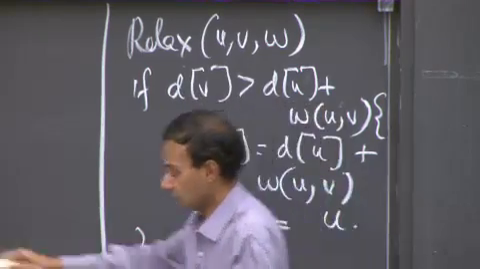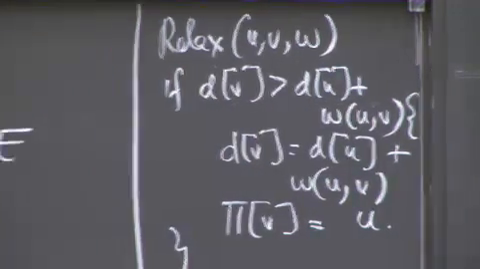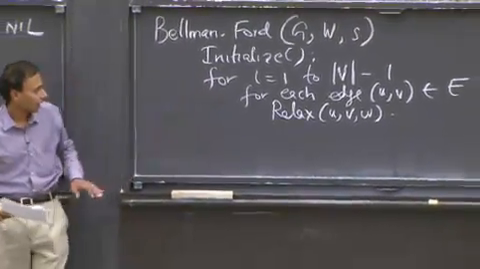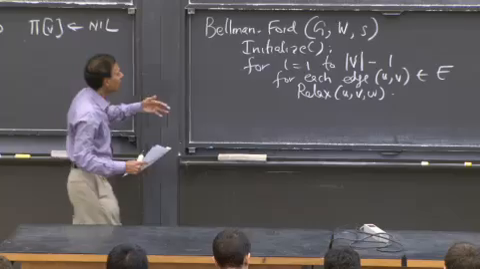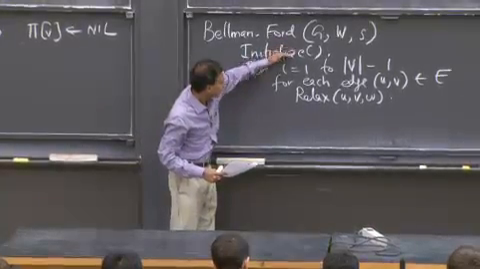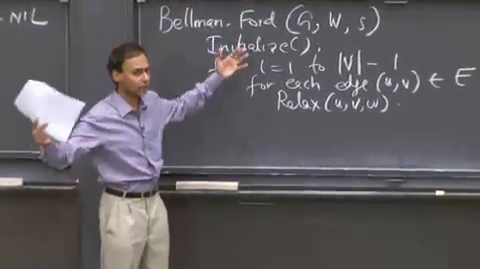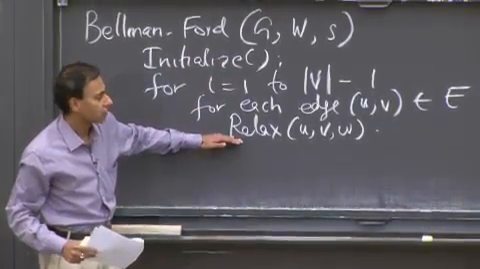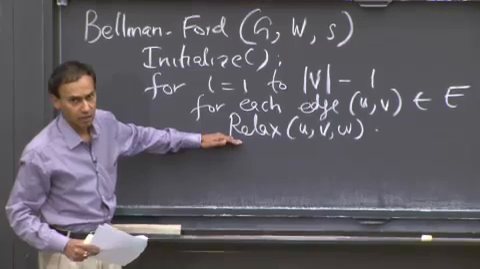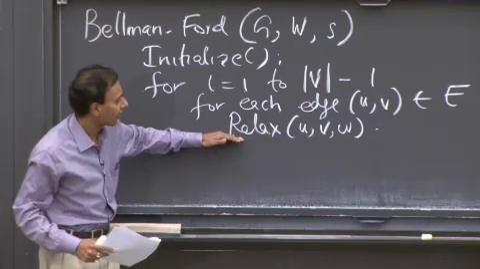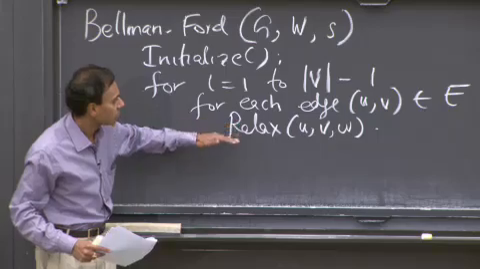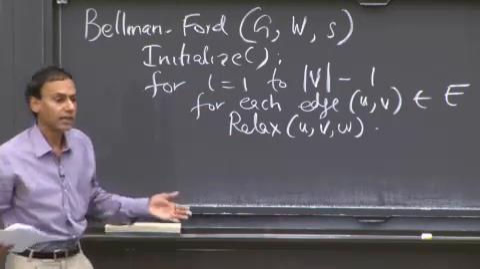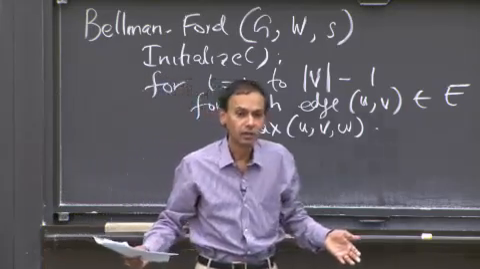That's the relax operation over here. And so that's the algorithm. And if you know magically that there are no negative cycles in the graph, then after these V minus 1 passes, you're going to get the correct shortest path weights. We'll have to prove this. Okay?